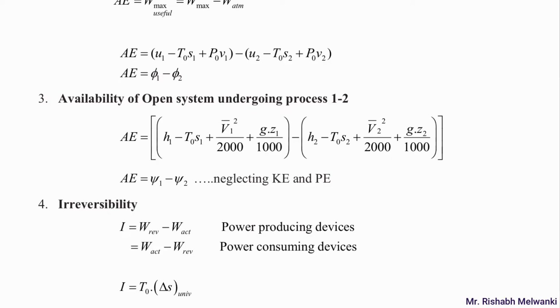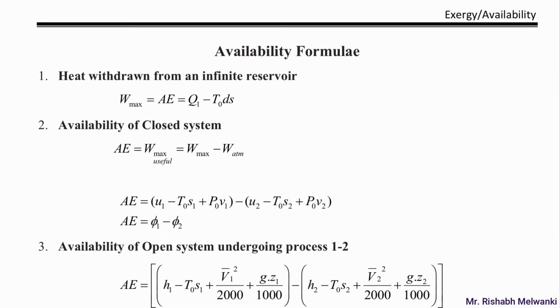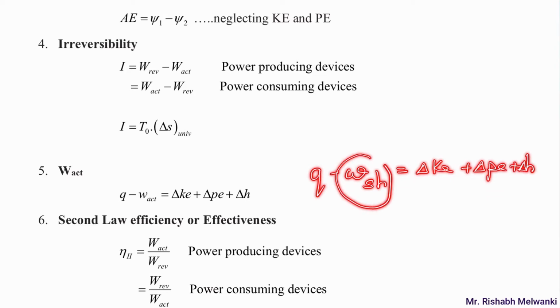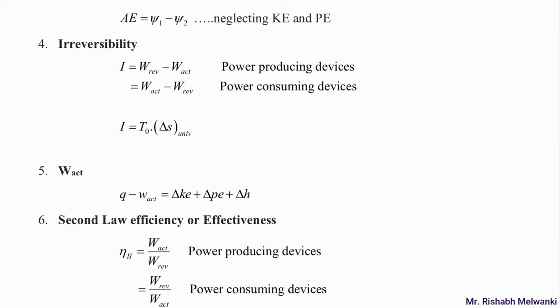Now actual power means what? Whatever equation you have studied in the steady flow energy equation, Q minus W shaft is equal to change in kinetic energy plus change in potential energy plus change in enthalpy. So this shaft work is the actual work. To find the actual power, we need to use this type of equation.